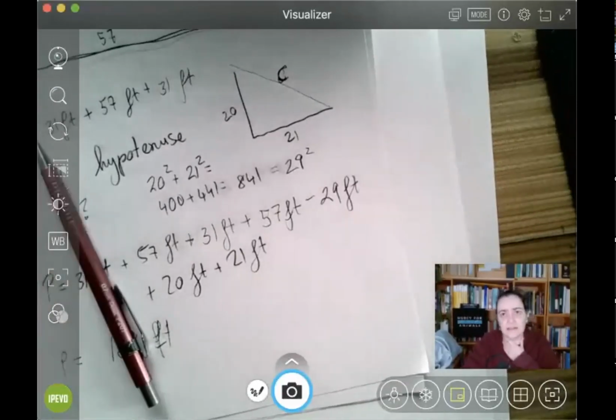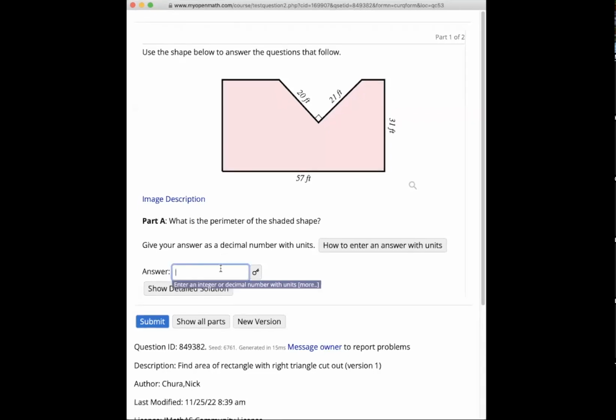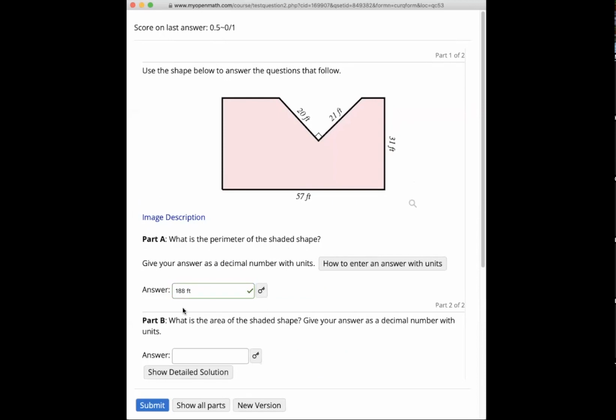And this is always a moment in mathematics that is just so lovely, when you check and it checks out. So we think it's 188. If I enter 188, it's not going to like it because it should be 188 feet. Yay. Oh my God, there is a part B.